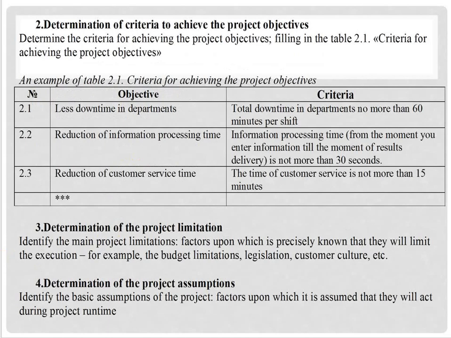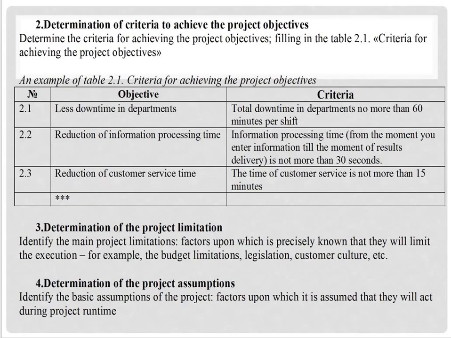Next task is determination of criteria to achieve the project objectives. You have to determine the criteria for achieving the project objectives, filling in the table 2.1 criteria for achieving project objectives. As you can see, you have an example of this table.